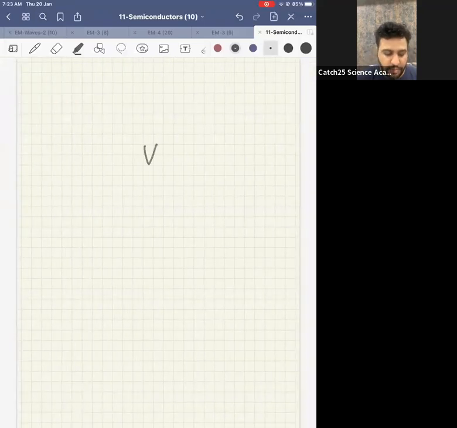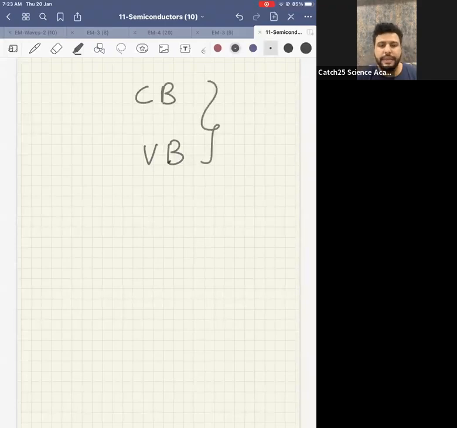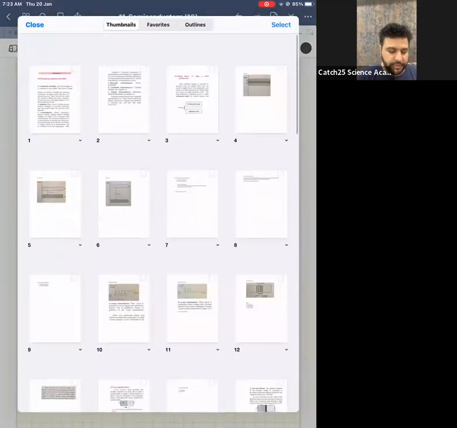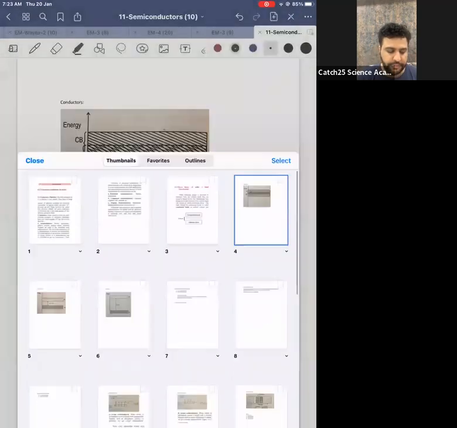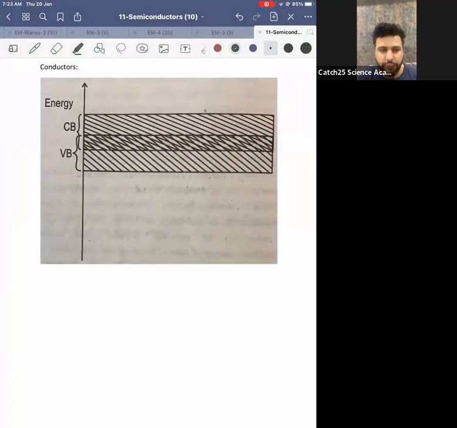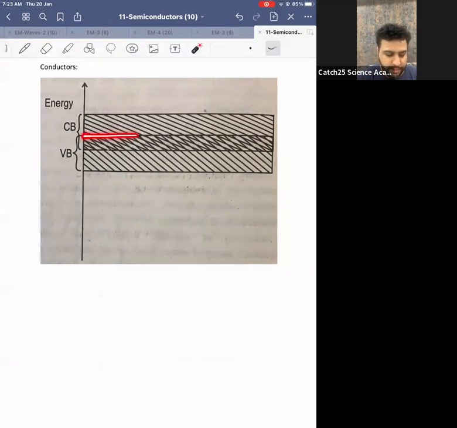Now, I will analyze the valence band and the conduction band for conductors, semiconductors, and insulators. Okay. Now listen, look at the screen. So here, for conductors, this is the valence band, and this is called the conduction band. For conductors, my valence band and conduction band overlap.